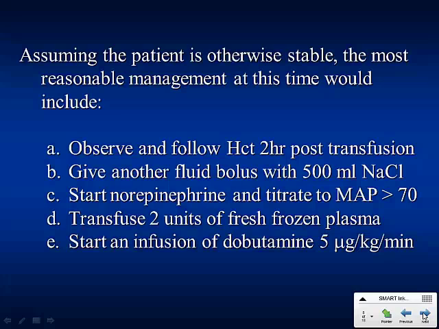I didn't tell you she was hyponatremic at this point. Start norepi and titrate to mean arterial pressure over 70, but her mean arterial pressure was 72, so you just have it been. Transfuse 2 units of fresh frozen plasma. Start an infusion of dobutamine at 5 micrograms per kilogram per minute.